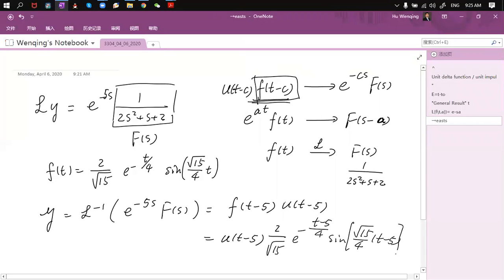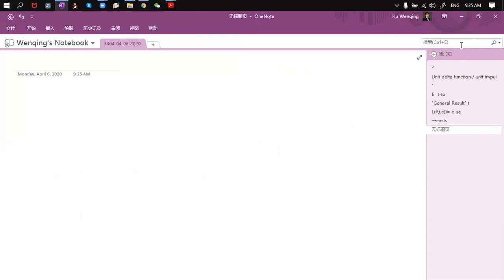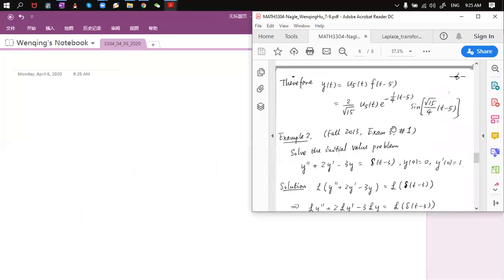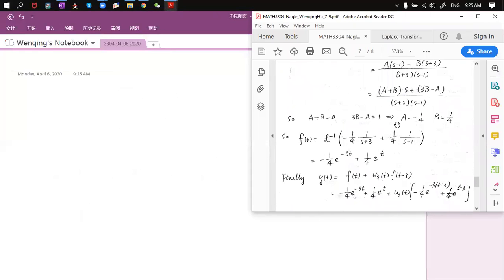So this is how you get a solution for a differential equation with an impulse right-hand side. This is a typical example. For today's lecture, we still have about 25 minutes, half of today's lecture. We're going to practice one more example.